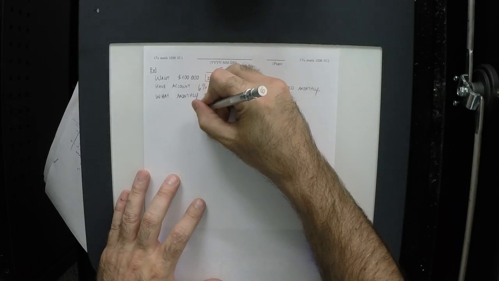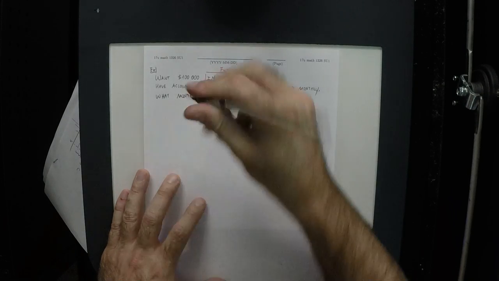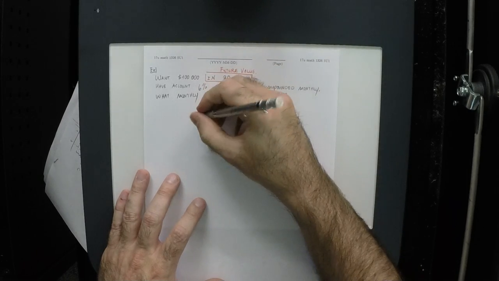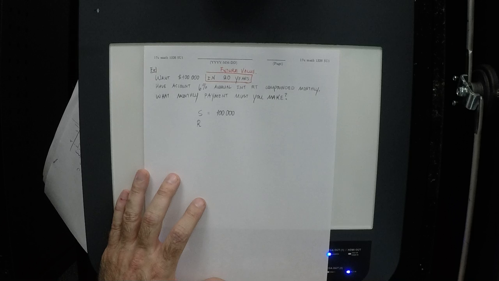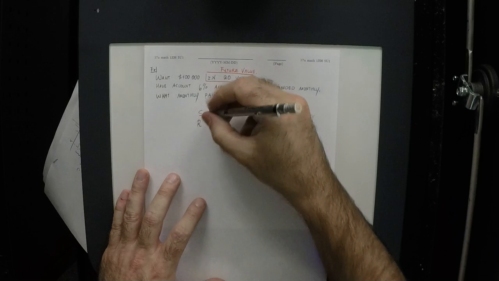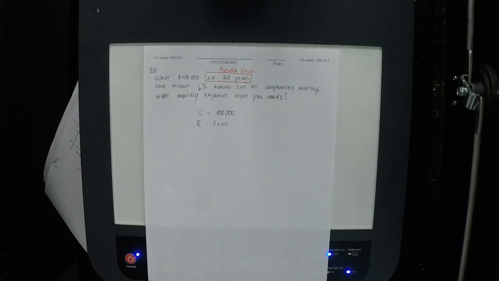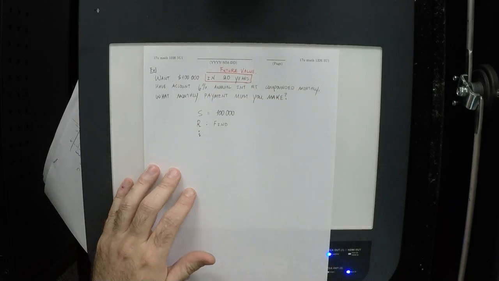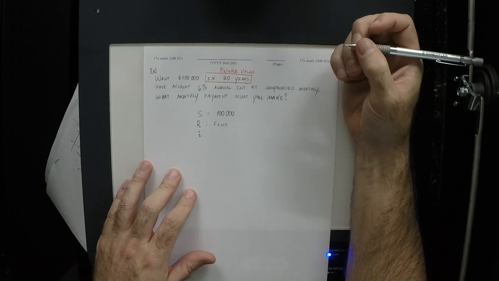So again, the parameters. S, is this something that we have or something we must find? We have. What is it? 100,000. Another parameter is R. Is this something that we have or something we must find? This is what we must find, because it says, what monthly payment? Okay, I. We have it. What is it? Not 0.06. Not 6%.